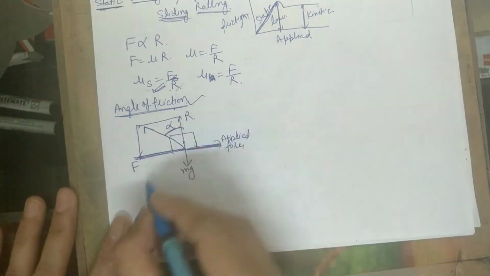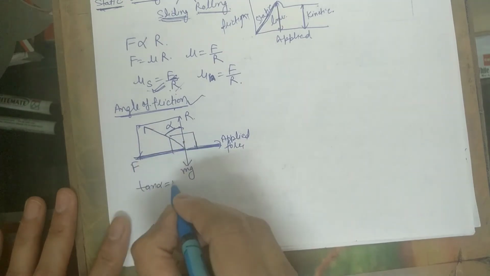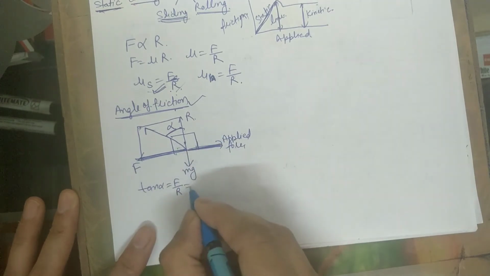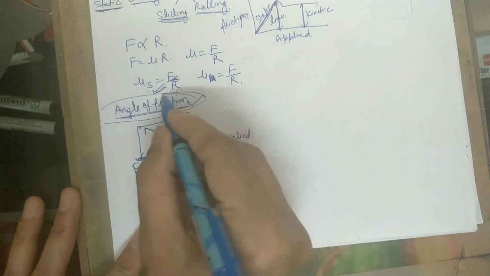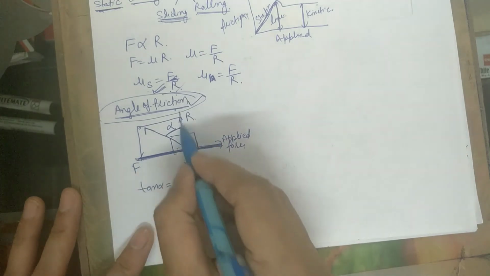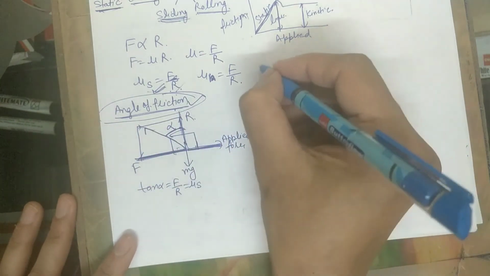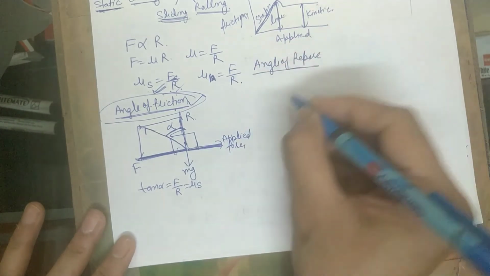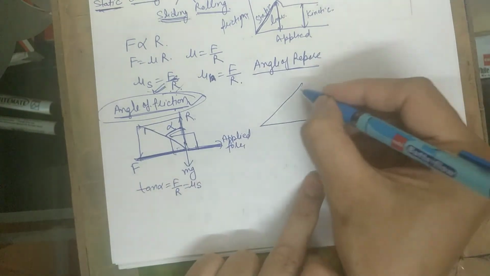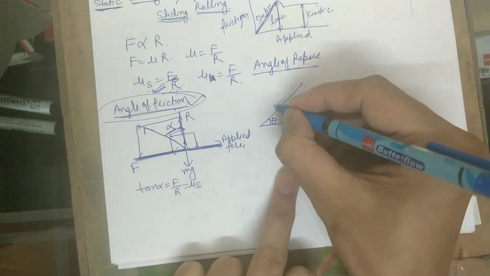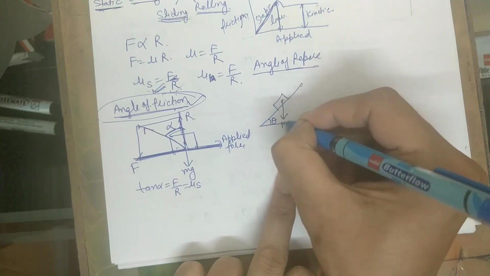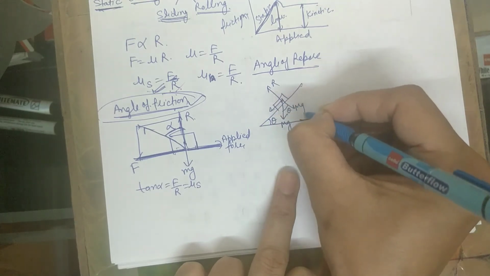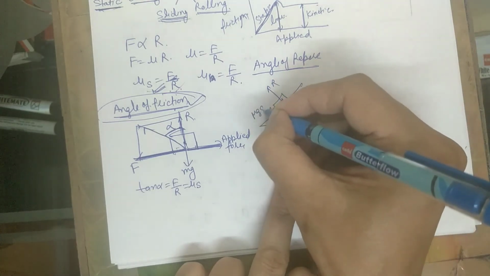Here tan alpha is F upon R, and this F upon R is the static friction mu S. This is the angle of friction. The resultant of friction and normal reaction makes an angle with the normal reaction, and the related term is angle of repose. This is a very important term when we consider motion on an inclined plane. We place the body, weight is downward, and it converts into two components, mg cos theta and mg sin theta.